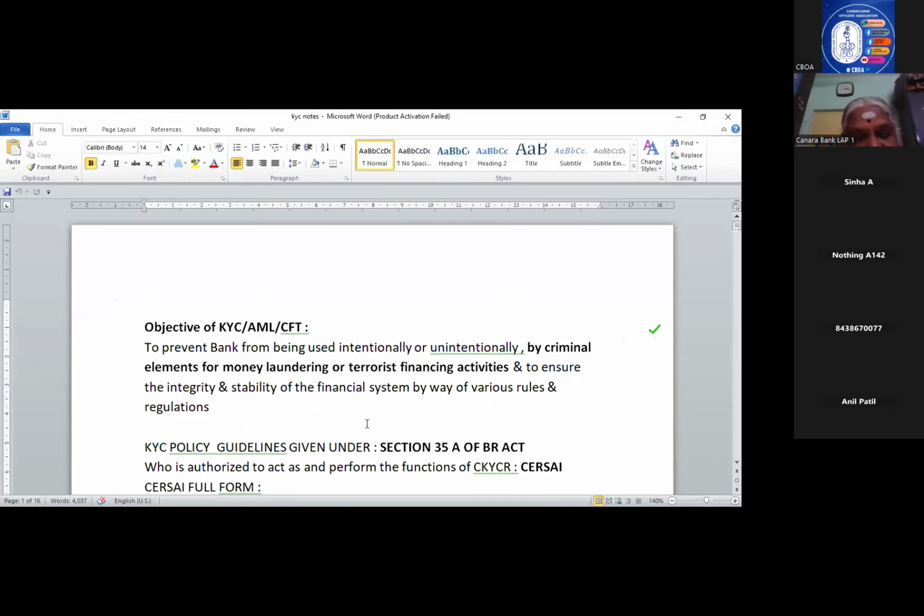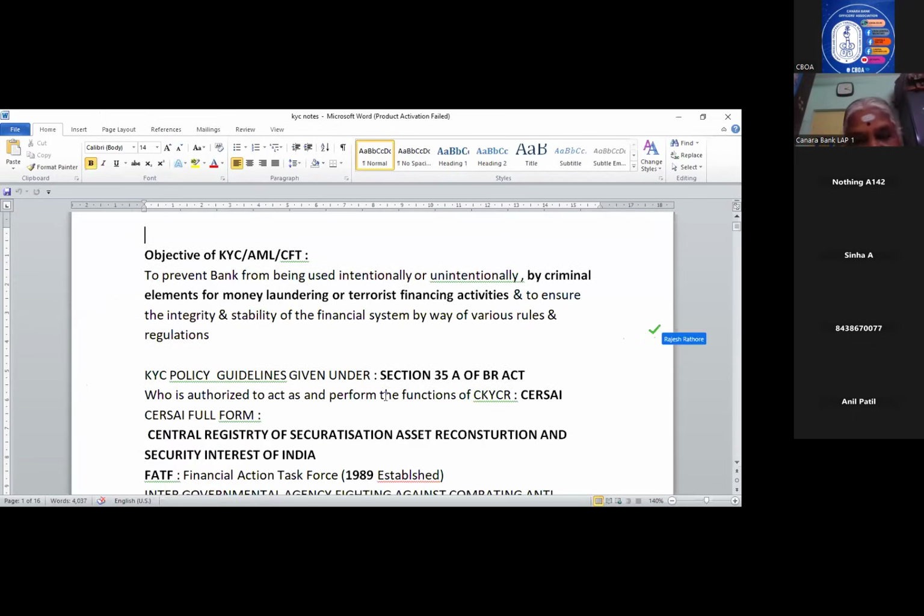As you know, we cannot open an account for any customer when we don't know the source of income, and they cannot bring in money from laundering activities. That is the objective of KYC. And the KYC policy comes under Section 35A of the BR Act, which tells that all the banks have to follow and implement the KYC guidelines as and when issued by the RBI.